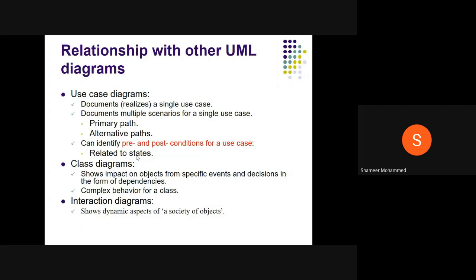This activity diagram is also related to the class diagram. So it will have an impact on objects from specific events. And you can take the decisions in the form of dependencies. So class diagram and activity diagram are interrelated. Right. Next, it will show the dynamic aspects of your system.